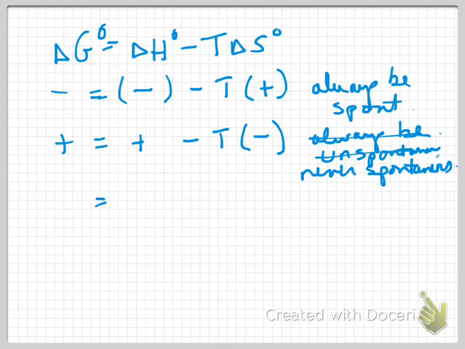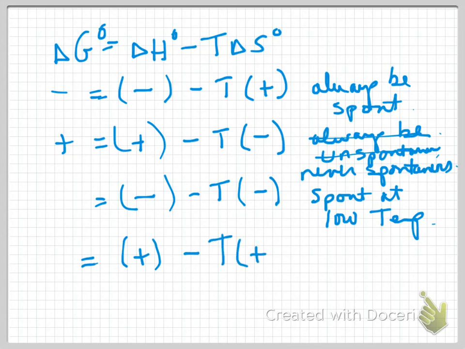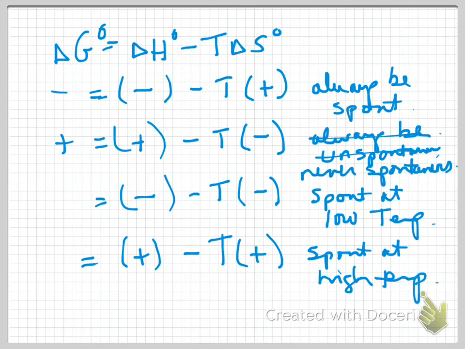Okay, if I have an exothermic process that is becoming more ordered, this will be spontaneous at low temperatures. If I have an endothermic process and it is becoming more disordered, then this will be spontaneous at high temperatures. Okay.